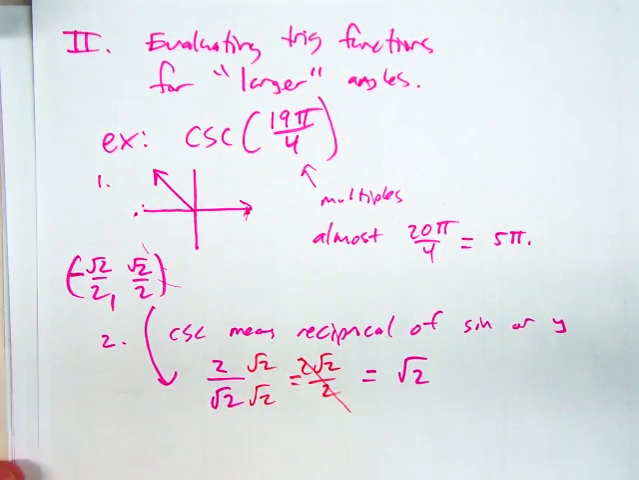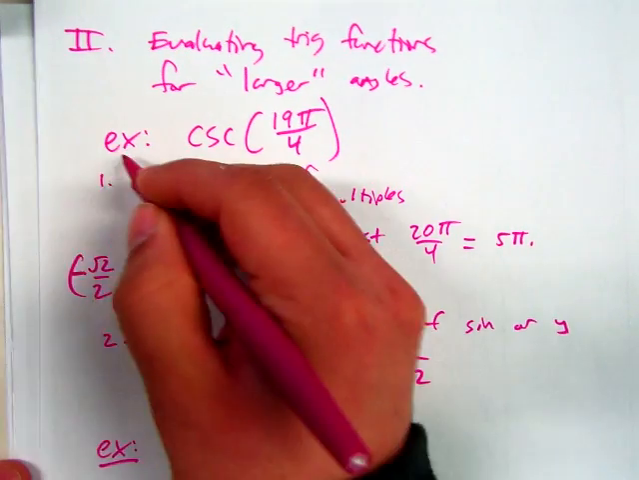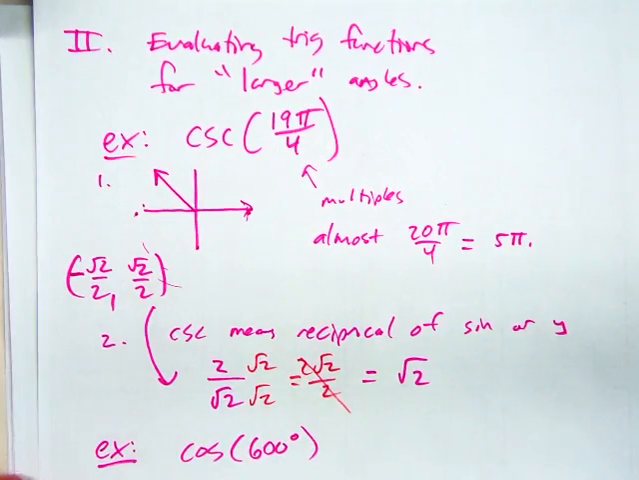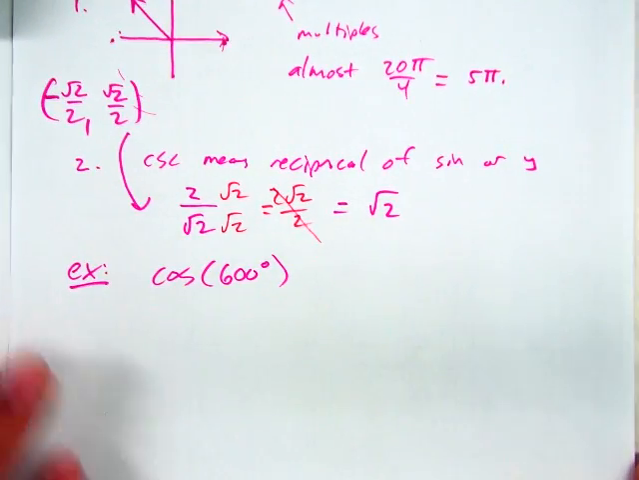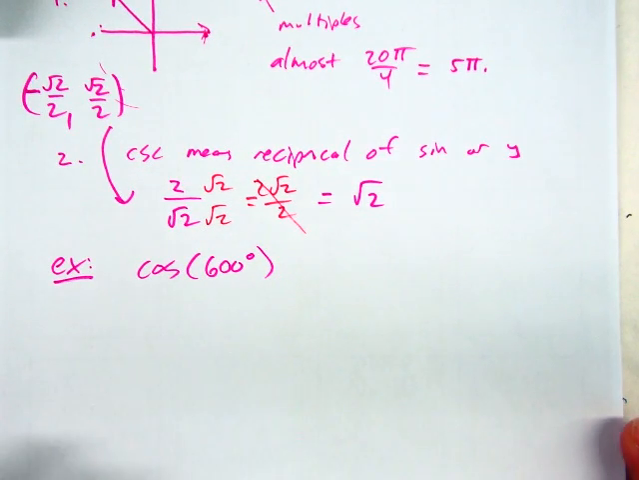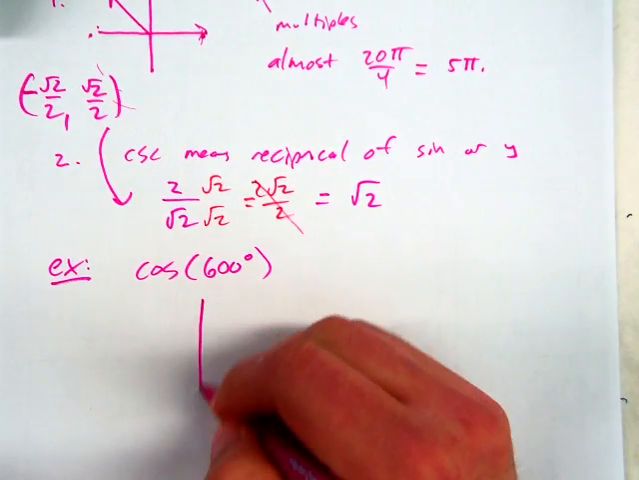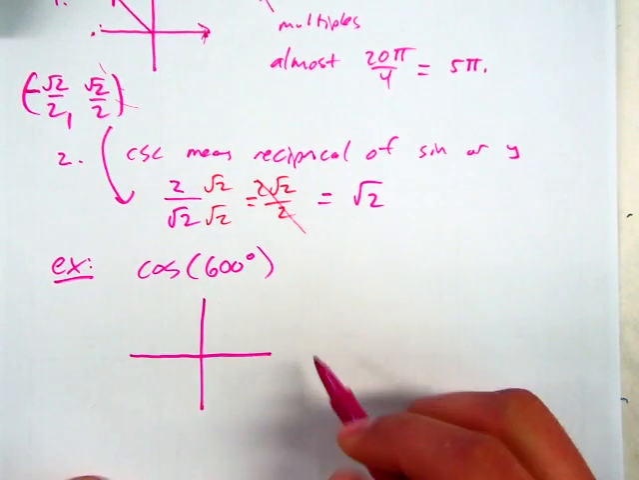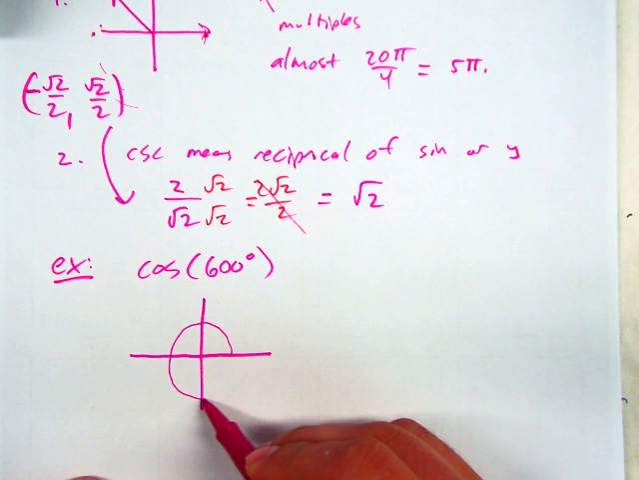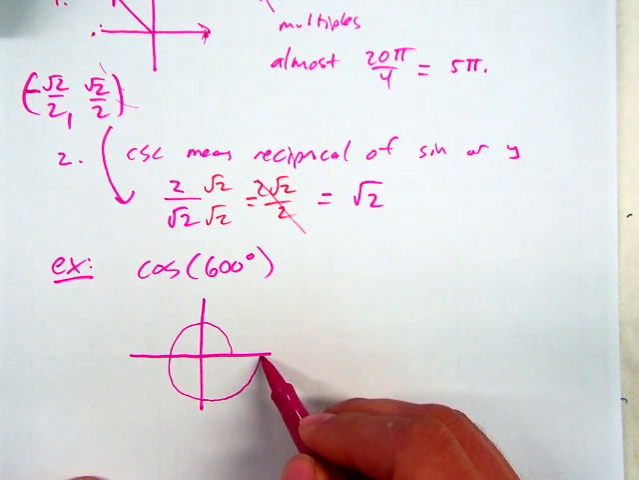Okay? Let's do one in degrees. Let's say cosine of 600 degrees. So hopefully it's kind of jogging your memory a little bit, getting that trig back out. Is it third? Let's see. All the way around is 360.